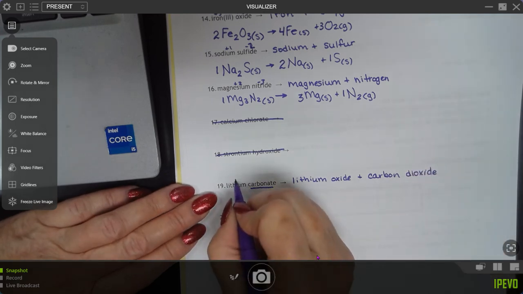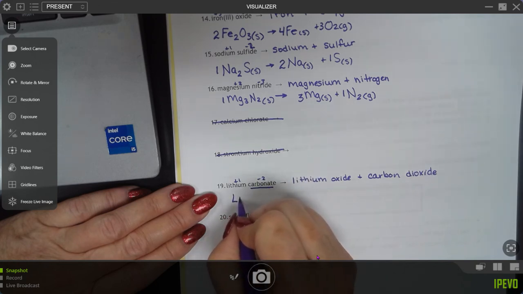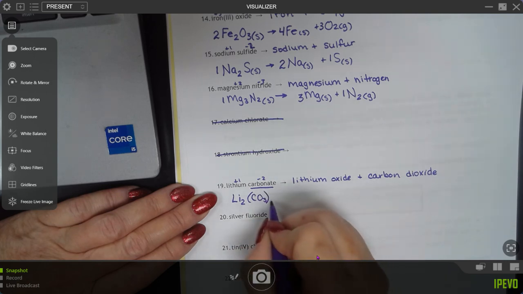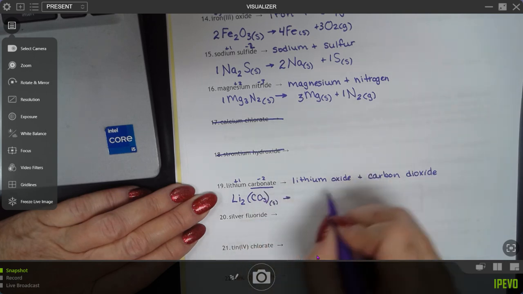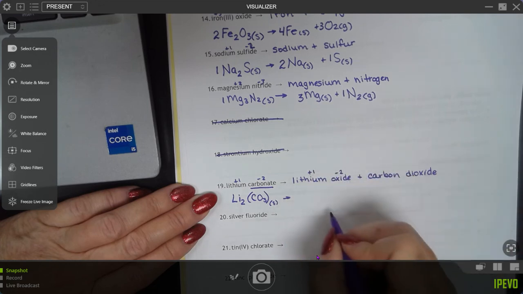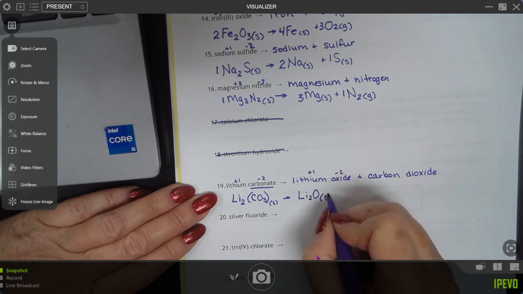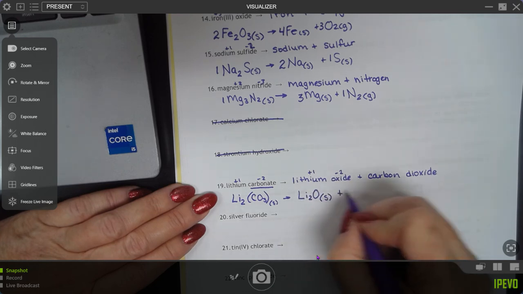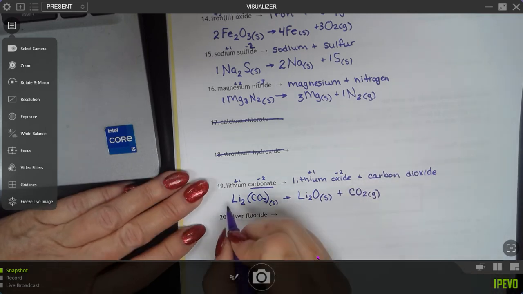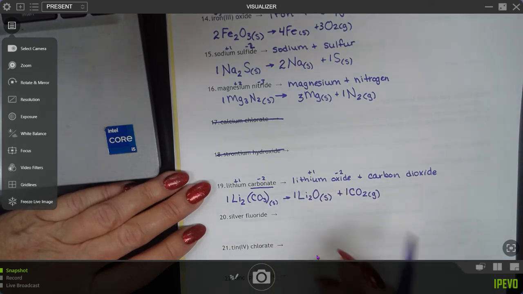Okay, so lithium has a +1 charge, carbonate is -2. So lithium carbonate is Li2CO3, right? Still a solid. And that's going to break down to form lithium oxide. So lithium still +1, oxide is -2. So Li2O, that's an ionic solid, plus carbon dioxide is CO2 gas. Like I said, these are super sweet because they're always balanced if you predict the right products.